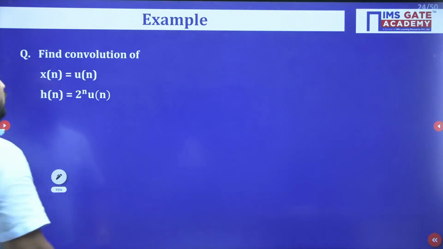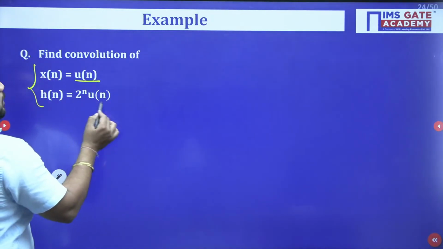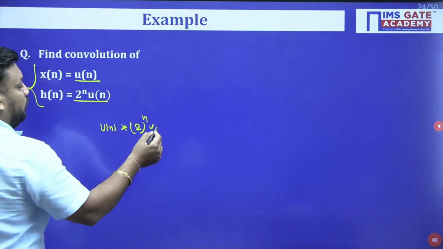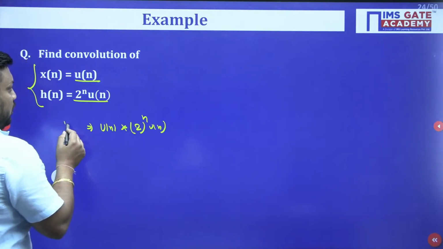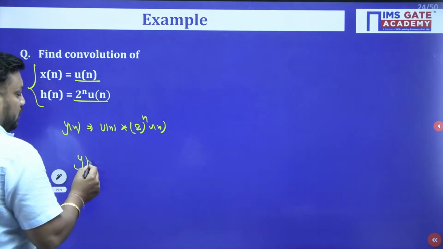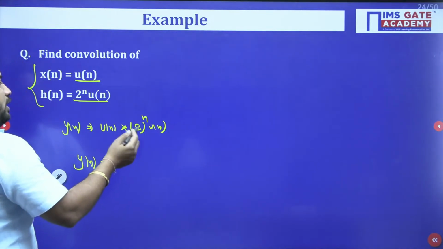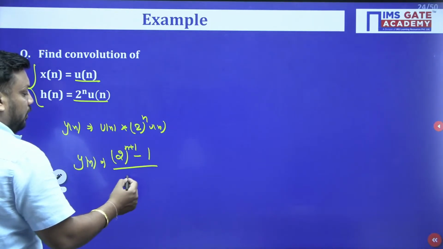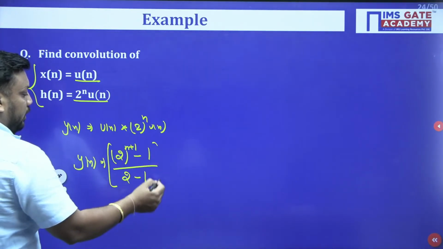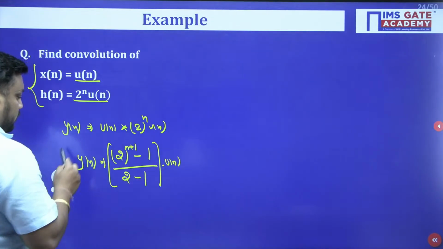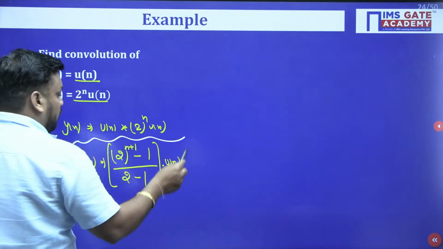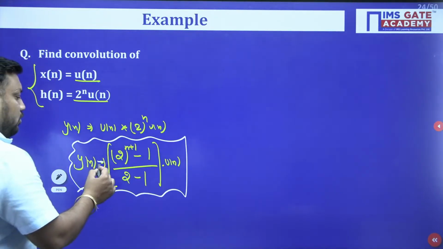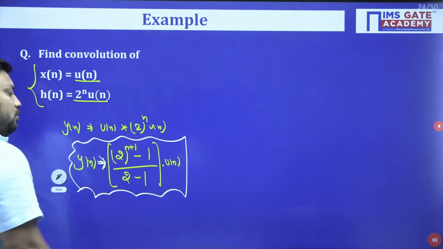Achha, this question however already we have solved. u of n, 2 की power n u of n. So if you will convolve u of n with 2 की power n u of n, because you know it is commutative only, so your y n is nothing but final result u n convolution a की power n u n. So answer is 2 की power n plus 1 minus 1 upon 2 minus 1 and whole bracket u of n. Yes. So yn equal to 2 की power n plus 1 minus 1 upon 2 minus 1 into u of n.